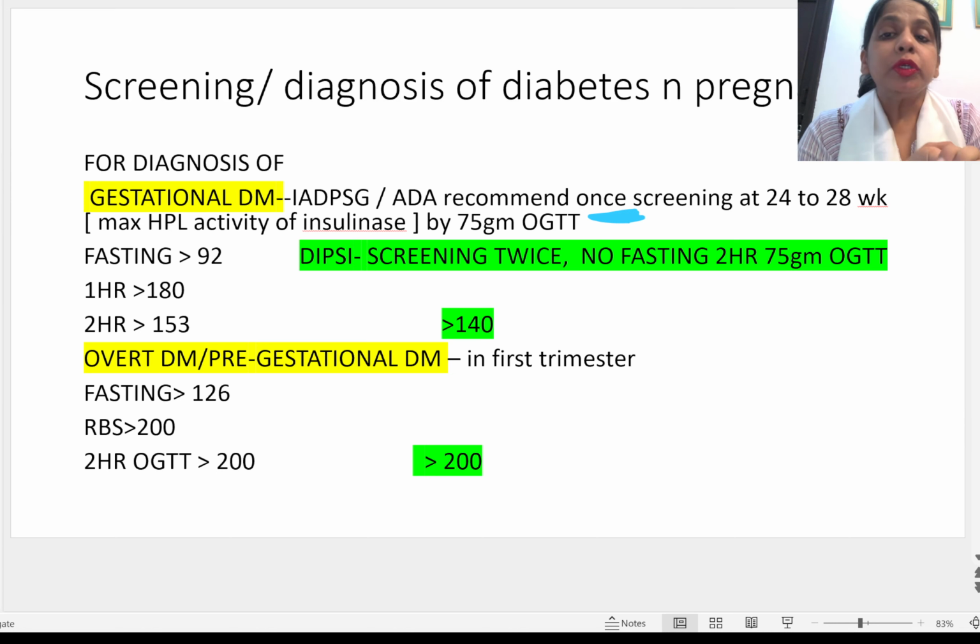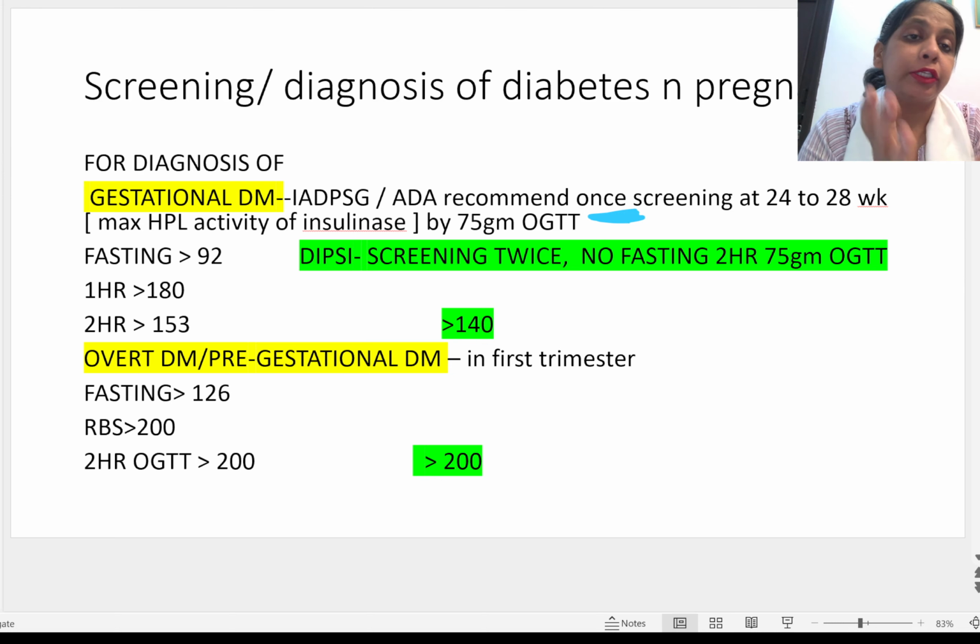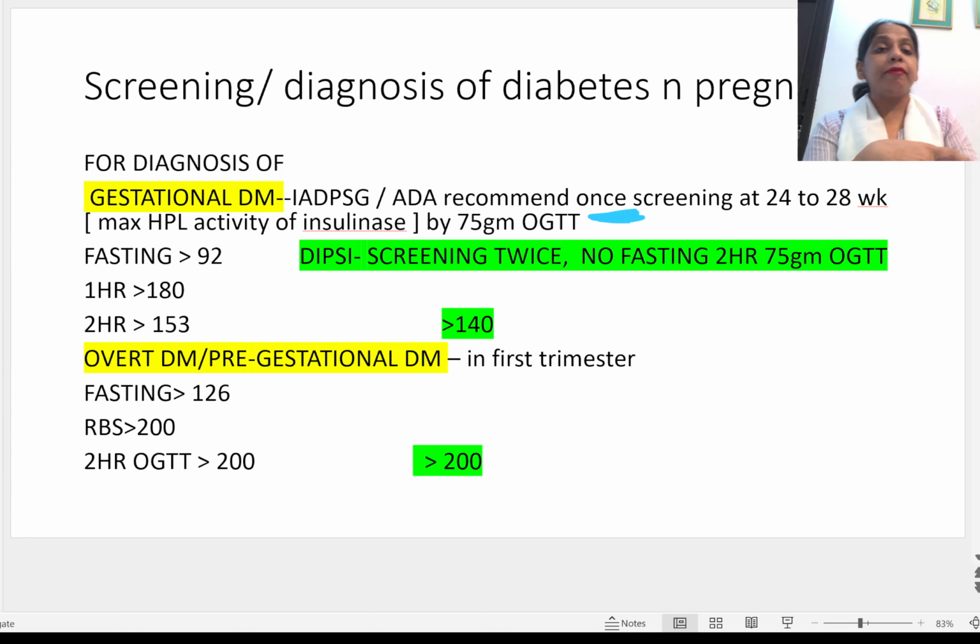The cutoff value for fasting is 92. If it is 92 or more, the patient is diagnosed as gestational diabetes mellitus. If the 1 hour value is more than or equal to 180, again the patient is diagnosed as gestational diabetes mellitus. And the 2 hour cutoff value is 153. Again, the patient is diagnosed as gestational diabetes mellitus.